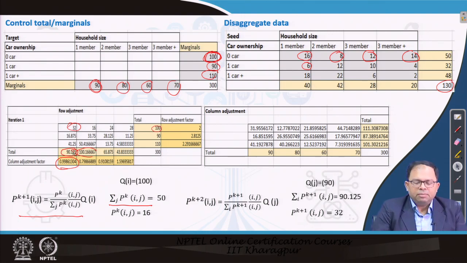So, again we determine the proportion, that is Qj divided by the summation of Pk plus 1 ij for each I. Here we see that the factor becomes 0.9986. That means, using this factor I have to multiply each of the cell values in this particular column, and we get these new values. So, this is the end of iteration 1.